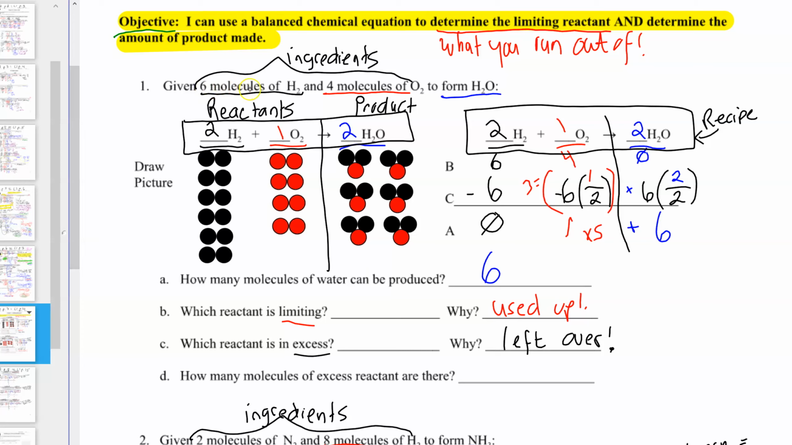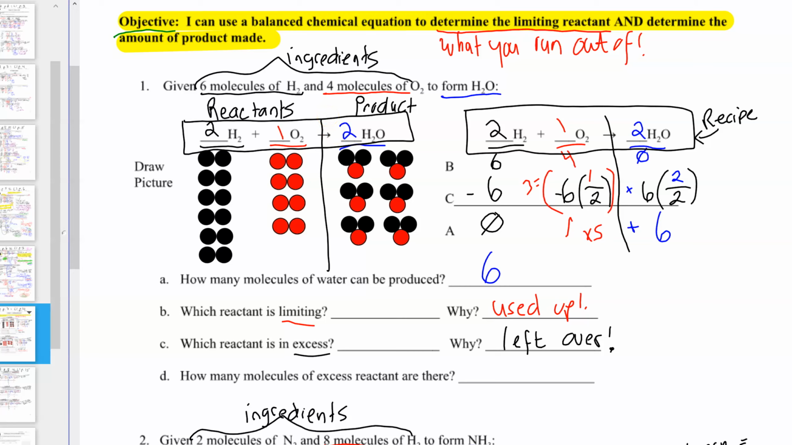Okay, number 1, given 6 molecules of H2, 1, 2, 3, 4, 5, 6, so there's 6 molecules of H2, and 4 molecules of O2, 1, 2, 3, 4 molecules of O2, to form water. We're going to draw a picture. So here's my picture. I've already counted out all my reactants. I've balanced the chemical equation. Now, how much water can I make?